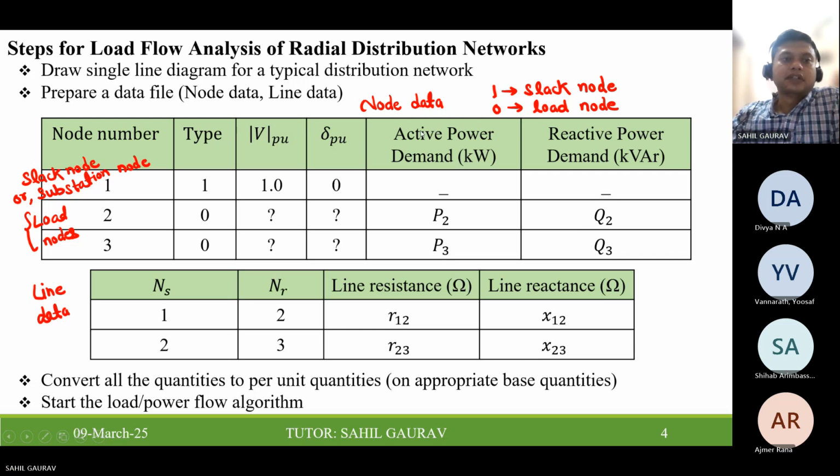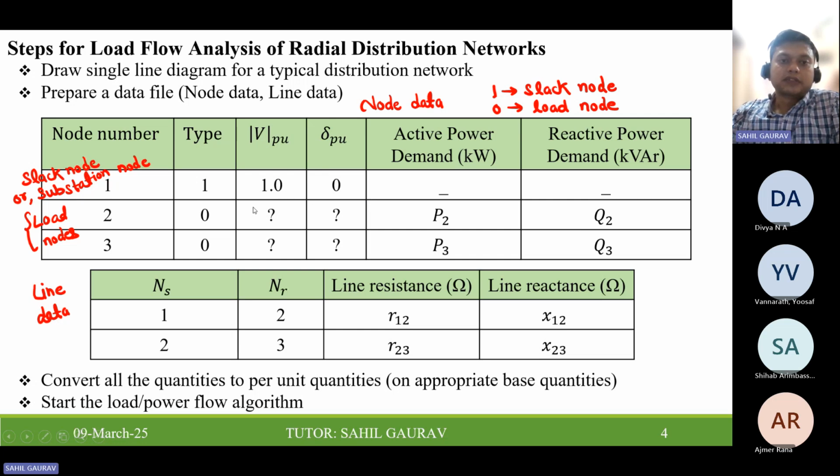In your system there may be a different number of nodes. Among those, we have to select one slack node, or substation node. The slack node has voltage magnitude and phase angle considered as 1 and 0 respectively. For load nodes we categorize them as type 0, while the slack node we categorize as type 1.